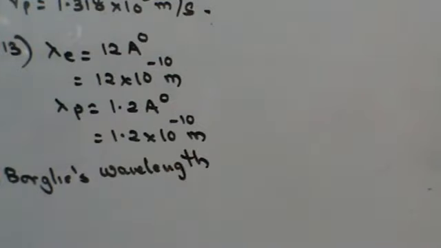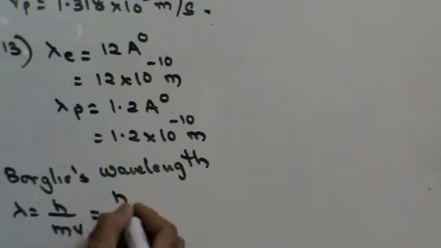De Broglie's wavelength lambda is given by the formula h upon mv. But we know that mv is nothing but momentum. Therefore, I can say de Broglie's wavelength is h upon momentum. Therefore, momentum is h upon lambda. Now, once I have the formula, I can find out.